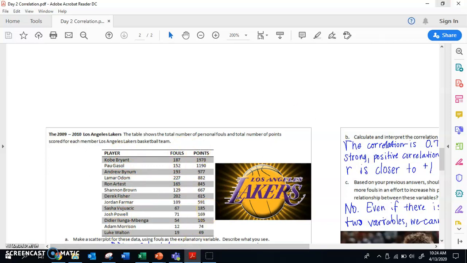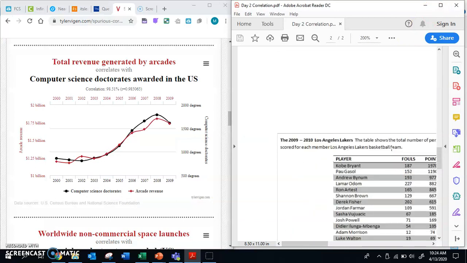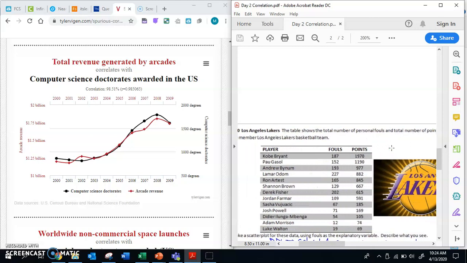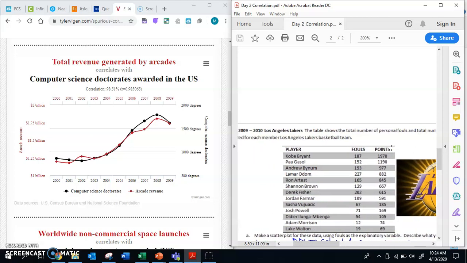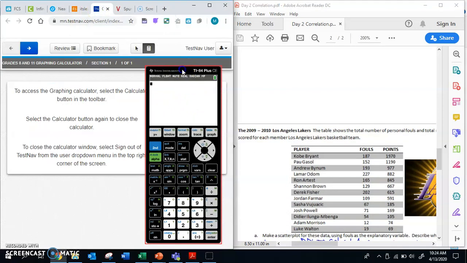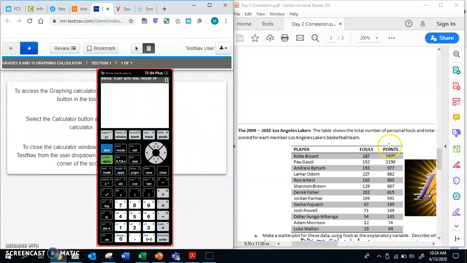And part A asks us to make a scatter plot for these data using fouls as the explanatory variable and describe what you see. So we're going to use what we learned from day one notes to be able to do this. So first thing I want to do, I'm going to put these values in a table. So I'm going to hit stat, edit, and I've got fouls in list 1 and points in list 2. So I'm going to give you a moment, fill this out on your own calculator, and then we'll come back.